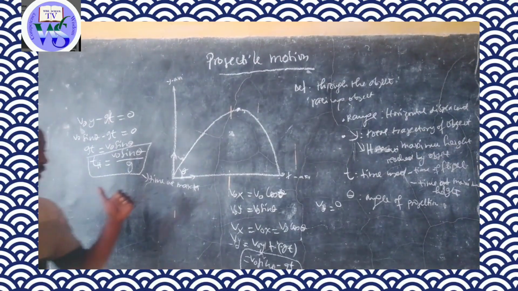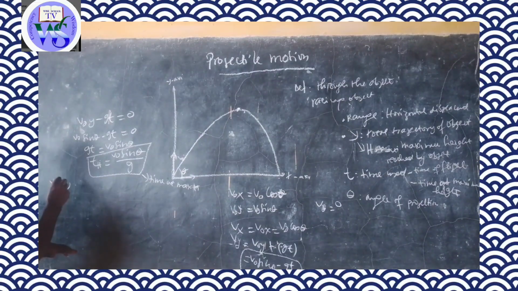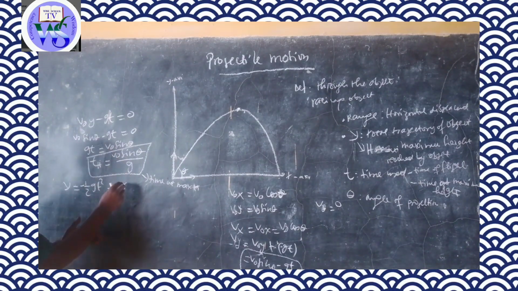To find the formula of h max, we use y equal to one half of minus g t squared plus V0y t, then plus h initial.